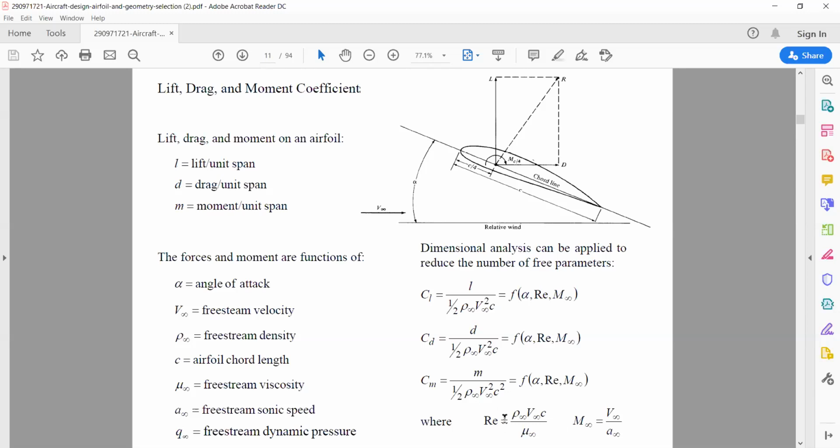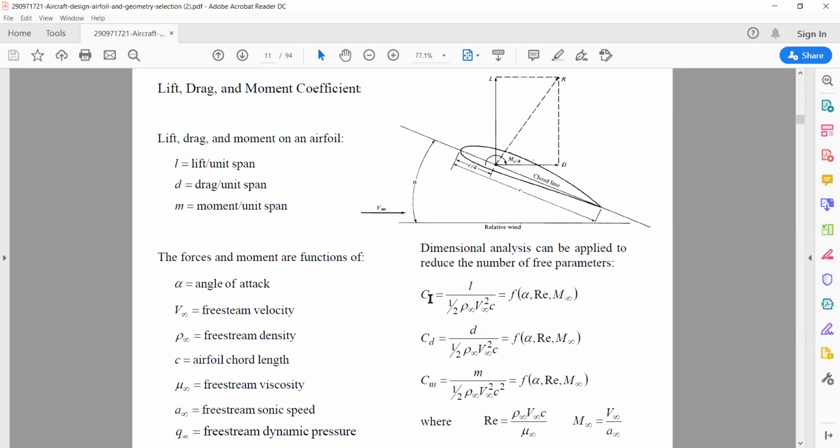And Reynolds number is rho V c by mu, the ratio of inertial force to viscous force. Therefore it gives rise to laminar or turbulent flow. So you have C small l, C small d, C small m. These suffixes represent an airfoil, that is, a 2D geometry.